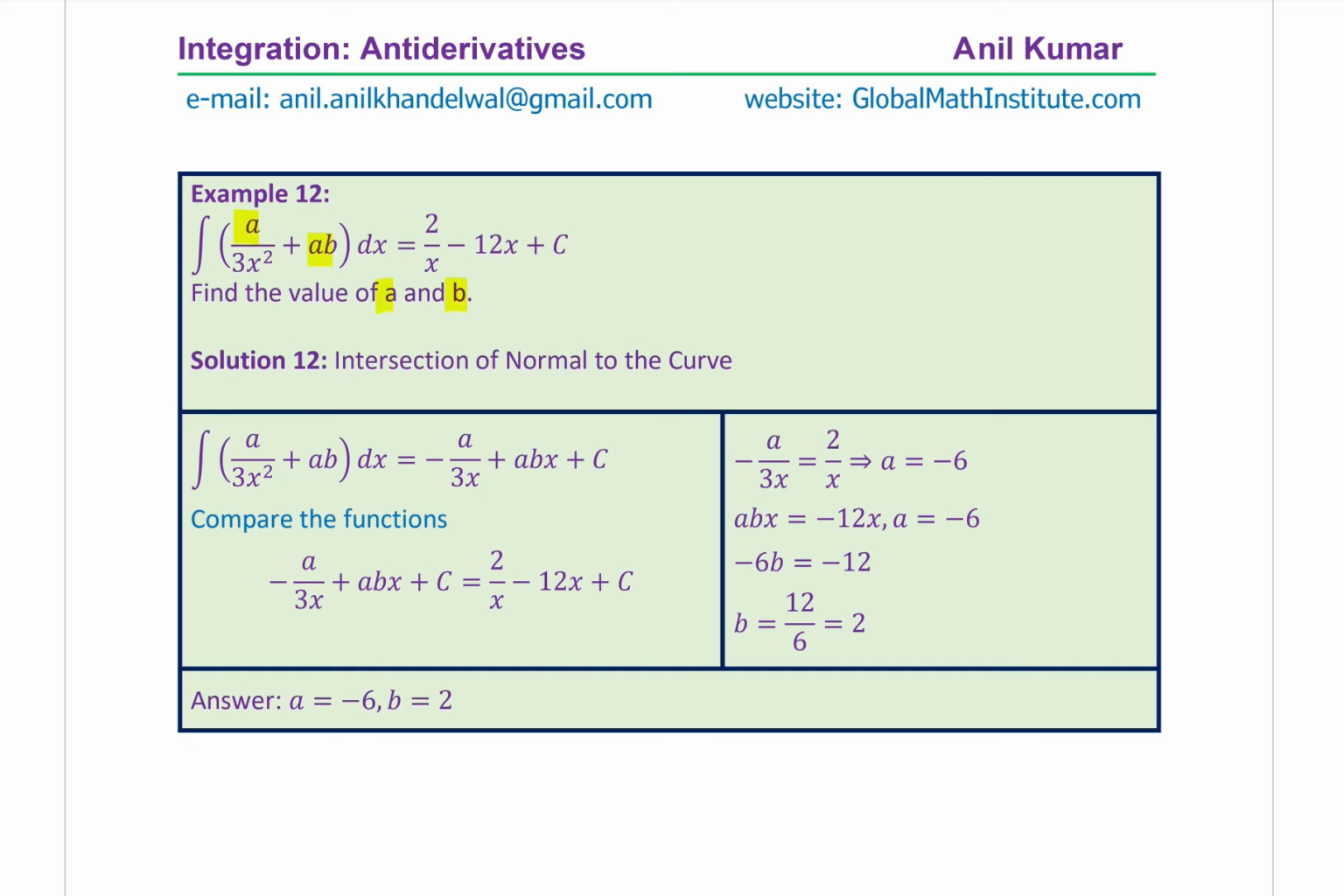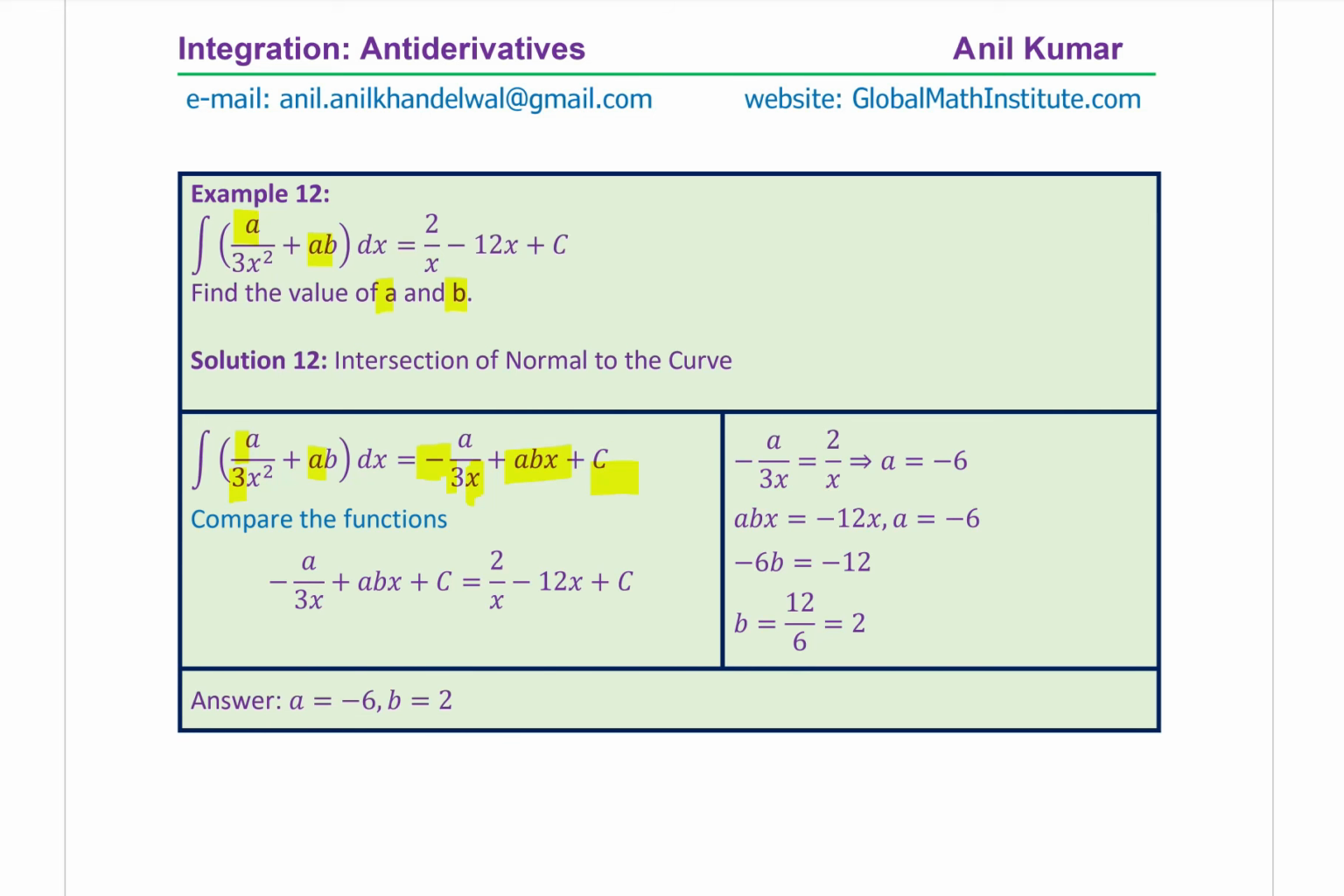So the integral of this particular function, you will apply the power rule and write down. So a over 3x squared, a is a multiplier here. So 3x squared, so just keep 3 here, x in the denominator, so minus 2. So when you add 1, you get minus sign, and x to the power minus 1, so it comes in the denominator, right? The integral of ab is abx plus c. So you get the integral.